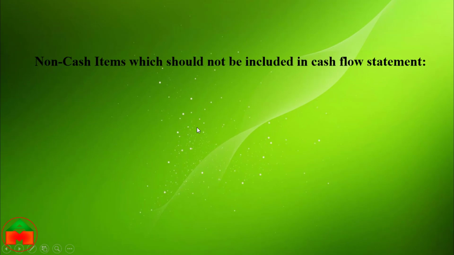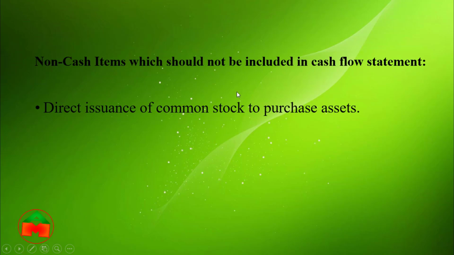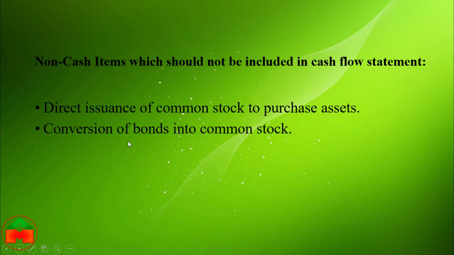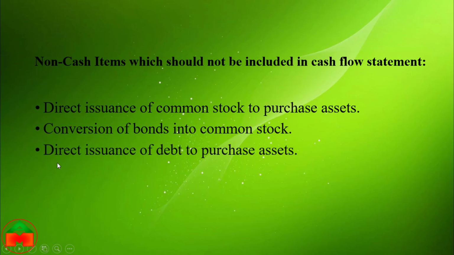Whenever we are preparing the cash flow statement, we may face some non-cash items which should not be included in cash flow statement. The examples of non-cash items are direct issuance of common stock to purchase assets, conversion of bonds into common stock, direct issuance of debt to purchase assets, exchanges of plant assets. So these are the non-cash items. We will not include these items in the cash flow statement.